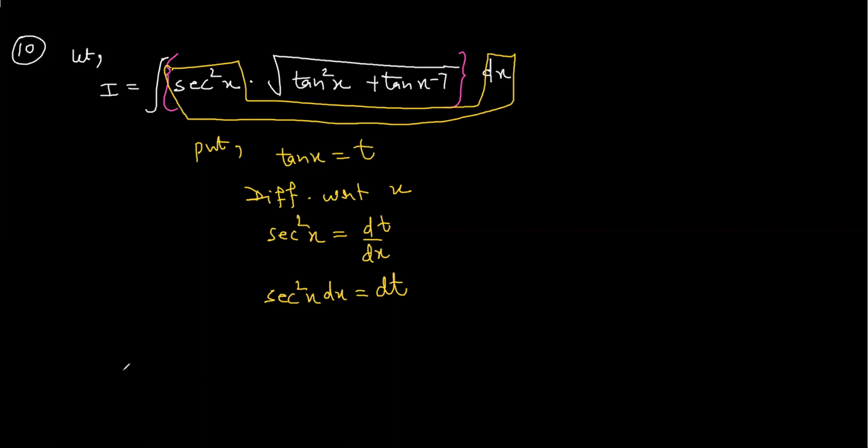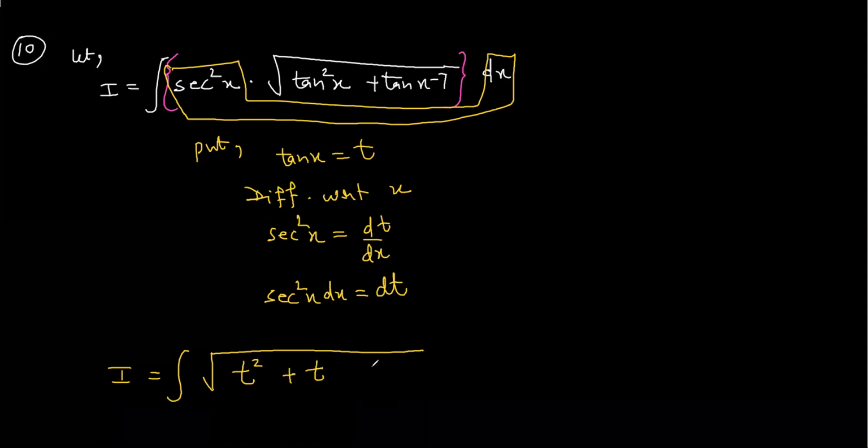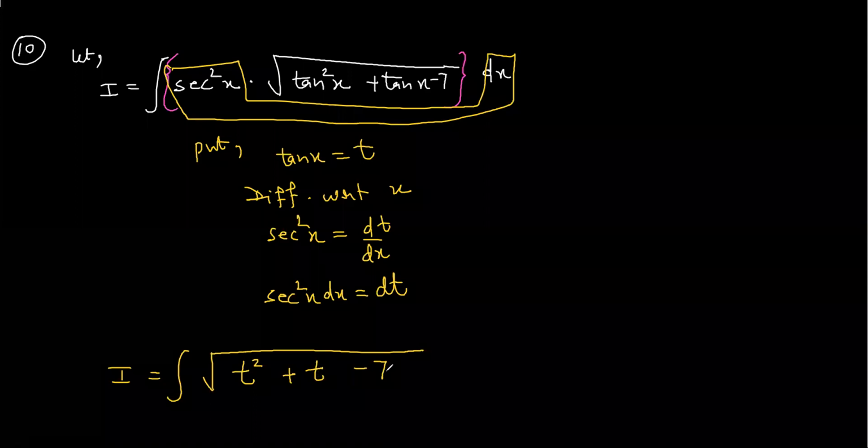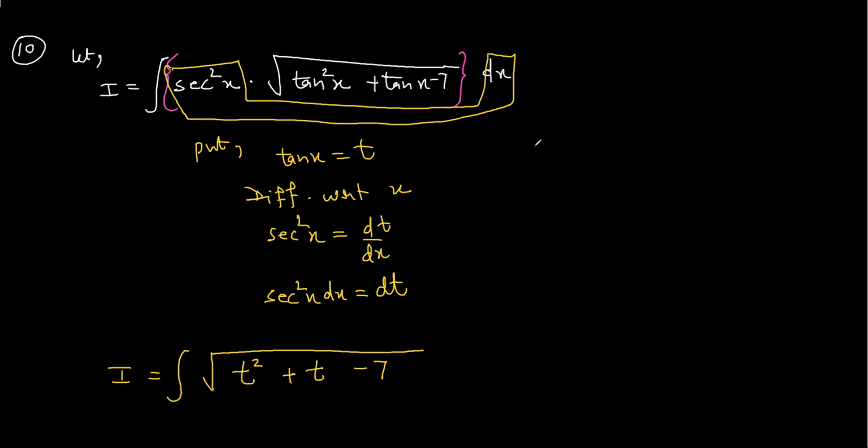So the new integral that you write is I equals integral, this whole part is dt, and inside the square root you have square root of tan square x. What is tan x? t. So t square plus tan x, t, minus 7: t square plus t minus 7. And what is sec square x dx equal to? It is dt. Sec square x dx is dt. So square root of tan square x plus tan x minus 7, square root of t square plus t minus 7, and this is dt.